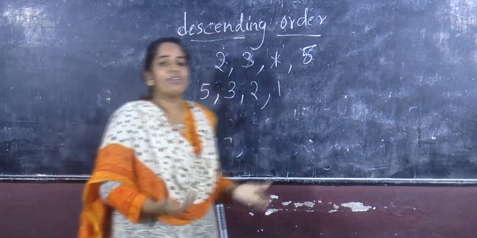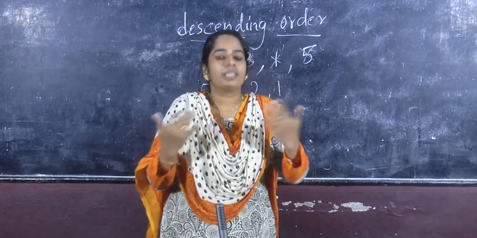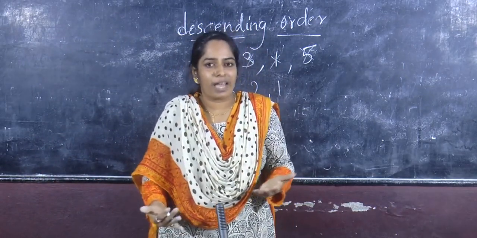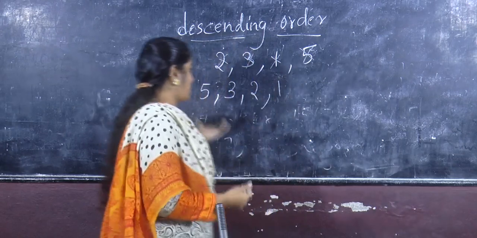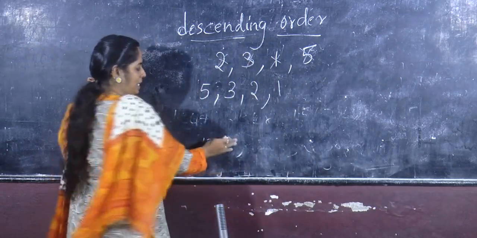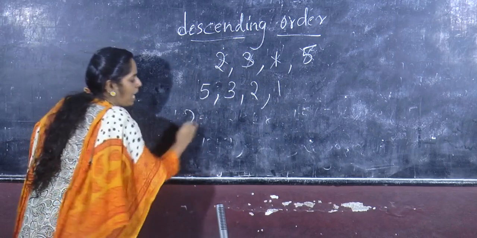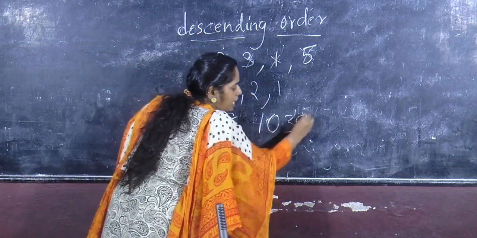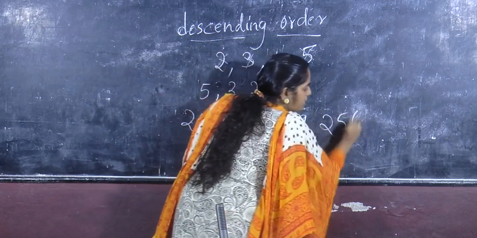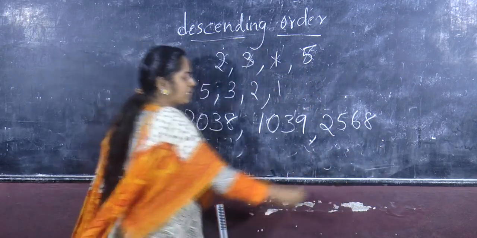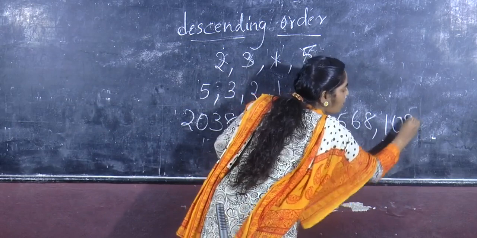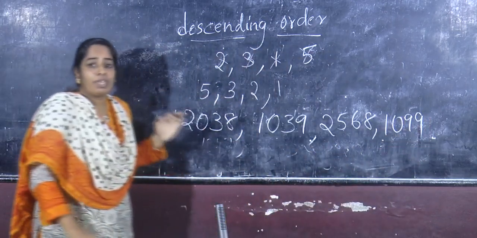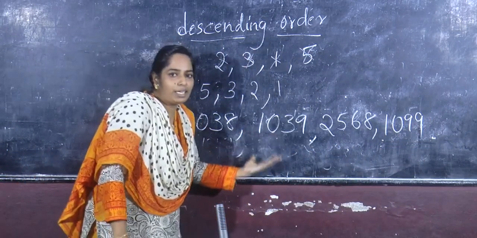So this also we studied with 2-digit numbers, 3-digit numbers, 4-digit numbers, etc. Isn't it? You all understand? Yes, you remember also, isn't it? Here, if I write numbers like 2038, 1039, 2568, and again I will write 1099. So here we want to write in descending order, isn't it?